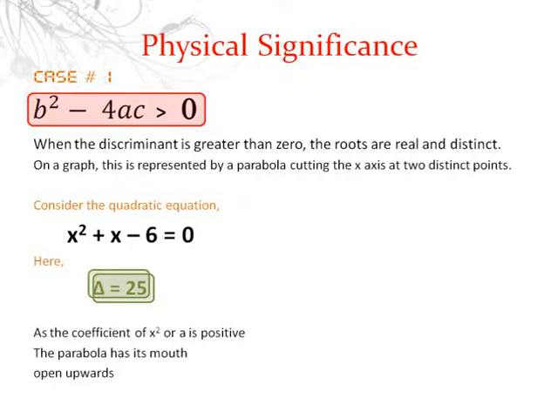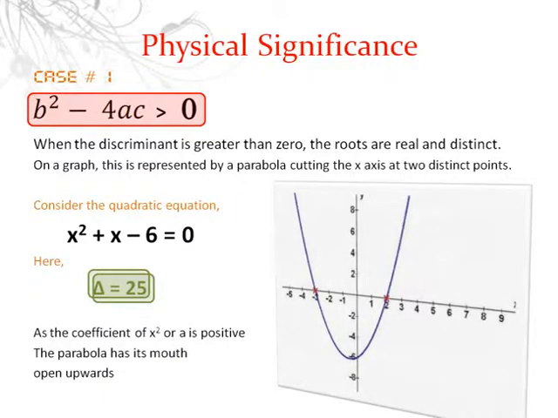Coefficient of x square in this equation is positive. Hence, if we plot this equation on a graph paper, the mouth will be open upwards. Let us see how it looks. Like shown in the figure, the parabola will have its mouth facing upwards and will cut the x-axis at two distinct points. In this case, it cuts the x-axis at minus 3 and plus 2.